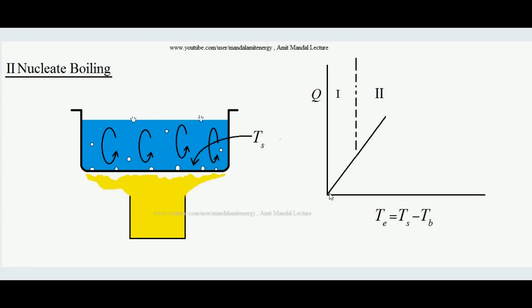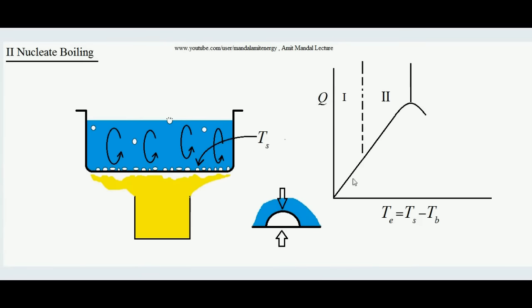Now we can see over here, up to this point, with increment of T excess, the heat transfer rate is increasing. With further increment in T excess, we see that there is a maximum heat transfer rate. This is Q max. Beyond this temperature excess, if the temperature excess is increased further, the heat transfer rate is decreasing. So in the first two regimes of boiling, the heat transfer rate is almost proportional to the temperature excess, but beyond this second regime, heat transfer rate is decreasing.